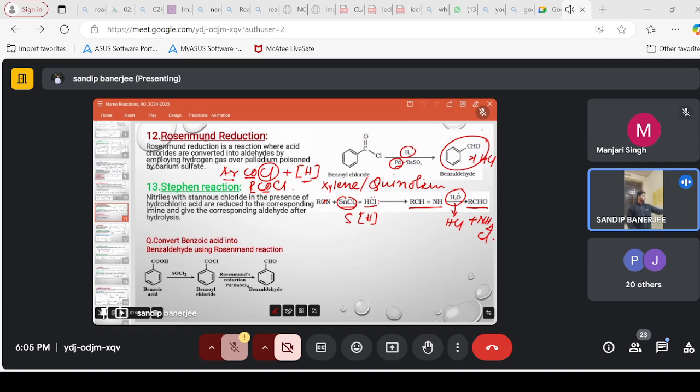Now here is one famous question: convert benzoic acid to benzaldehyde. So students, you first have to use SOCl2 for the chlorination. By this SOCl2, you will get COCl, benzoyl chloride, and in the next reaction, the Rosenmund step, you will get benzaldehyde as your product. Simple, this kind of reaction will come. Sometimes this will come as ABCD. You have to think and utilize all these reactions properly on that particular concept.